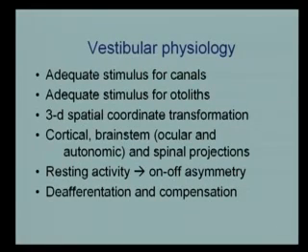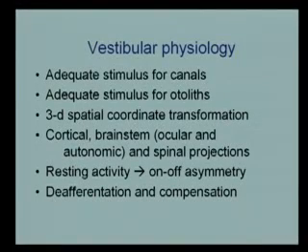We need to remember that the vestibular system has cortical, brainstem and spinal projections, and the brainstem has vestibular ocular projections and autonomic projections. For the patient, the cortical, the autonomic and spinal are far more symptomatic than the ocular, but it's the ocular that we measure. Patients complain of vertigo, which is cortical, nausea, which is autonomic, and unsteadiness, ataxia, which is spinal. They rarely complain of vestibulo-ocular symptoms unless they have bilateral deficiency with oscillopsia.